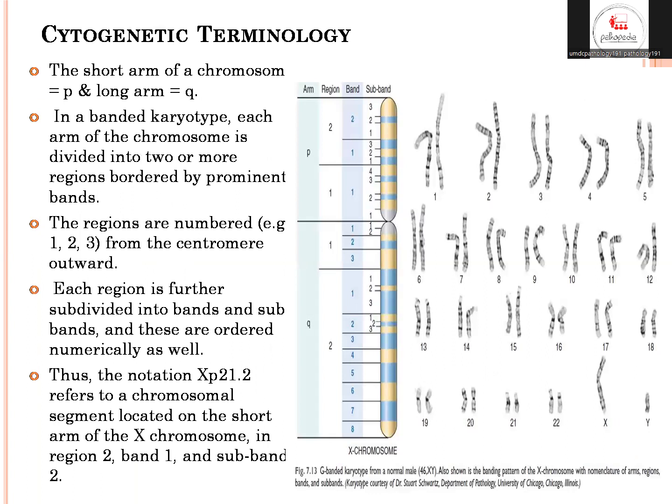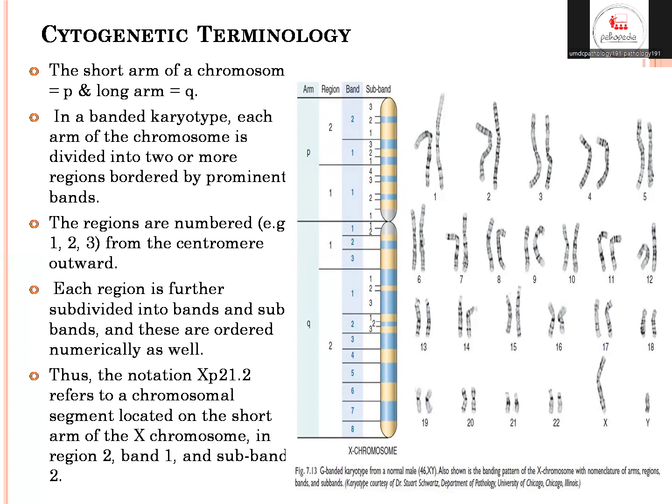There are some cytogenetic terminologies, like the short arm of a chromosome denotes p and the long arm q. In a banded karyotype, each arm of the chromosome is divided into two or more regions bordered by prominent bands, as shown in the picture. The regions are numbered, for example 1, 2, 3, and so on, from the centromere outward, and each region is further subdivided into bands and subbands, and these are ordered numerically as well.